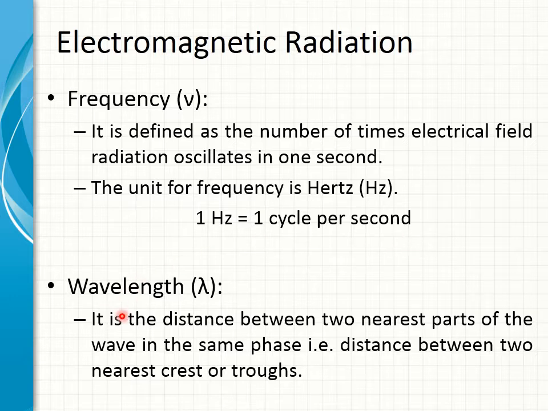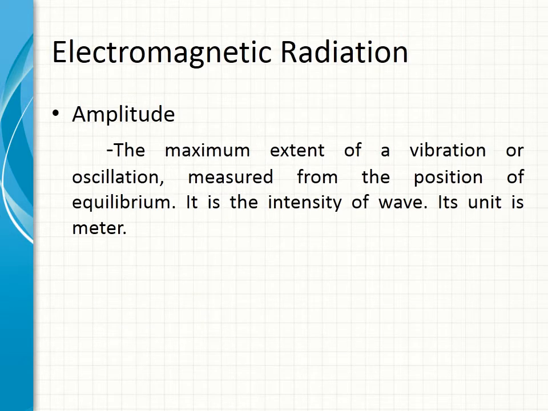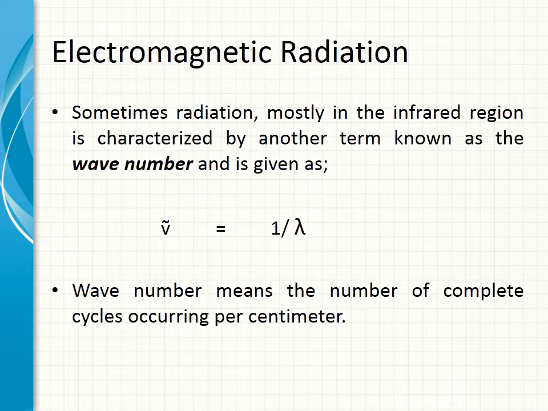Wavelength is the distance between two points on a wave which are present in the same phase. So that is called the wavelength of that wave. And amplitude refers to the maximum degree of oscillation from the point of equilibrium or from the midpoint. Another way to describe the waves is in terms of wave number, which is the reciprocal of the wavelength.